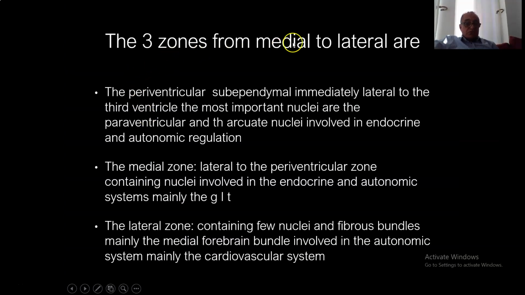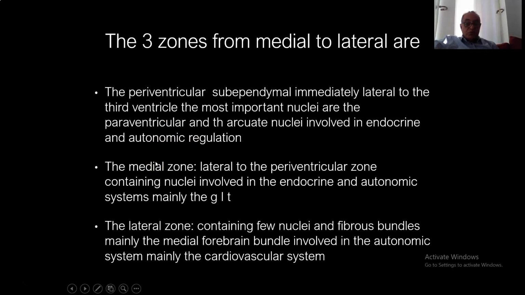So the 3 zones from medial to lateral are the periventricular, subependymal, immediately lateral to the third ventricle, the most important nuclei of which are the paraventricular nucleus. Paraventricular, it is the nucleus adjacent but outside the ventricle, and the arcuate nuclei involved in endocrine autonomic regulation.